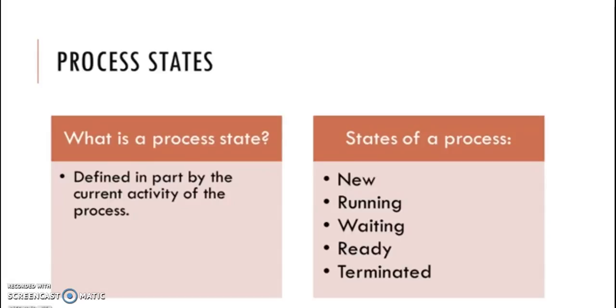Waiting: when a process is waiting for some input and output operations, then it is in the waiting state. Ready state: when the process is ready to execute but is waiting for the CPU to execute, then it is in the ready state.